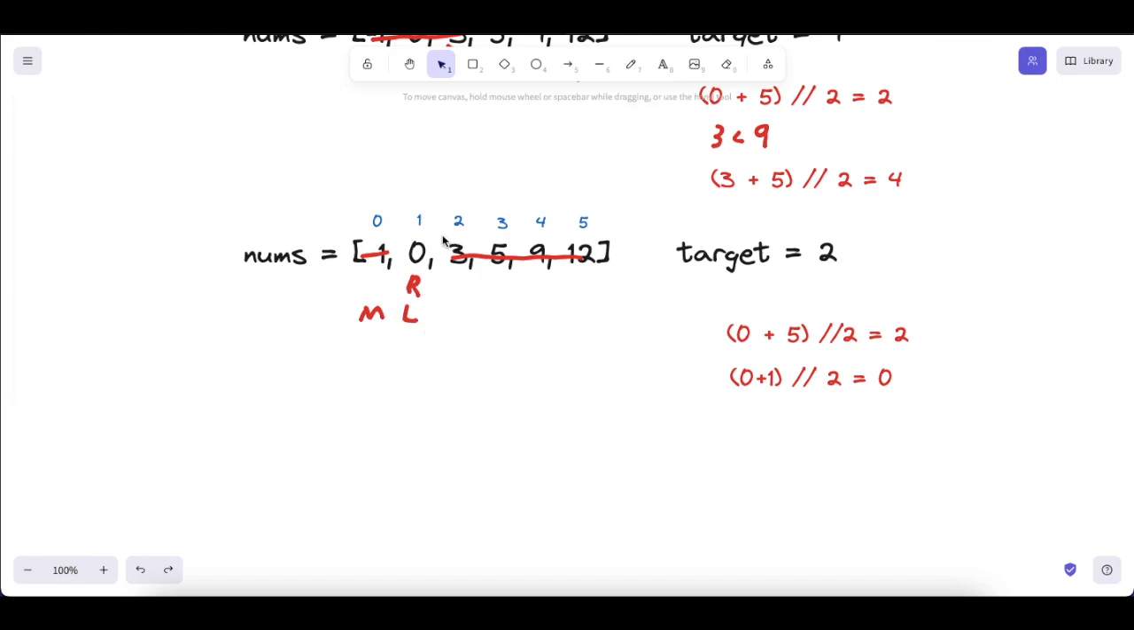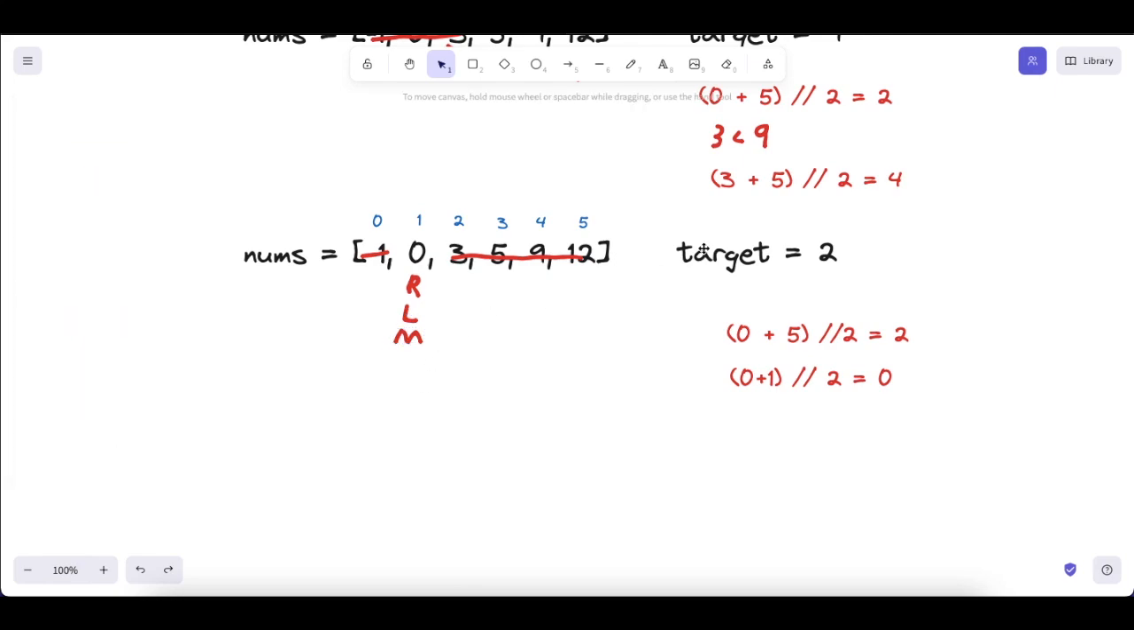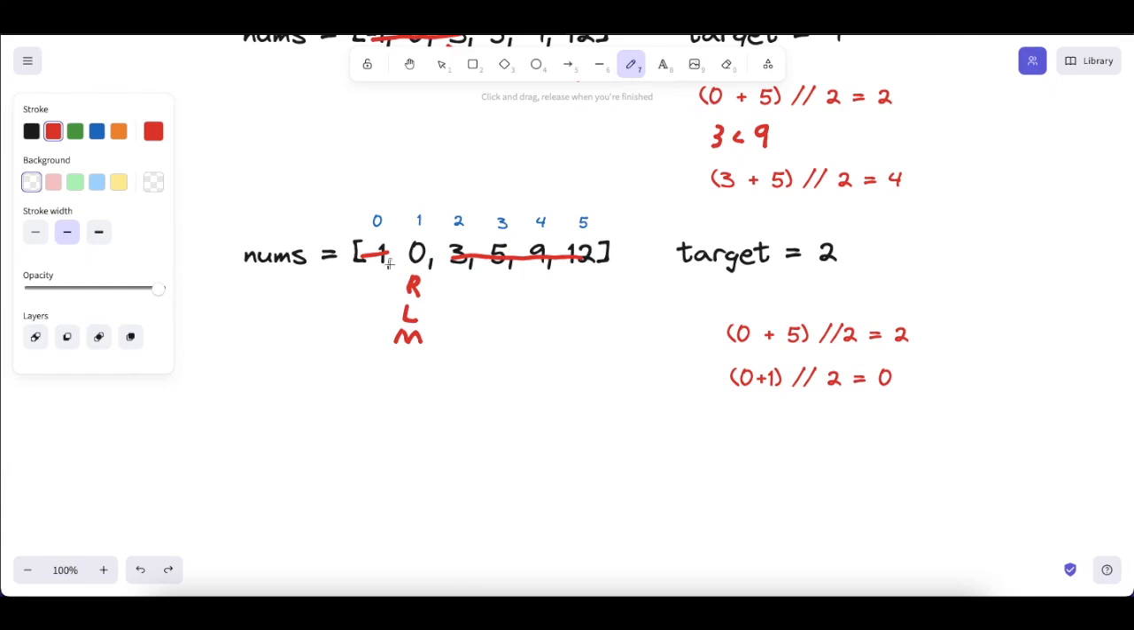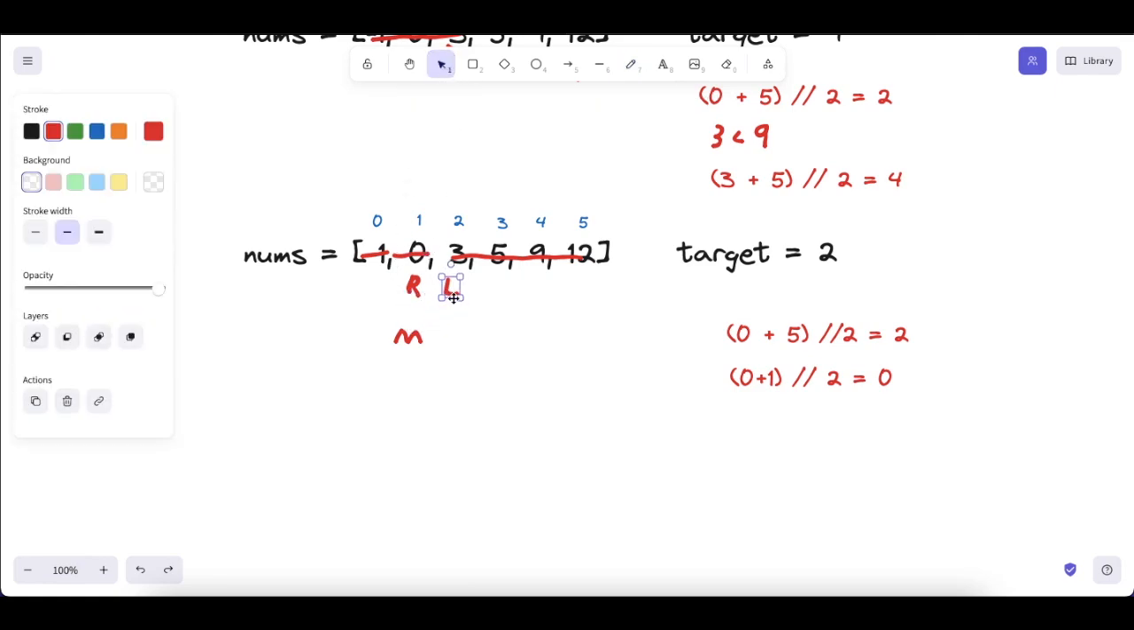Now the left and right pointer are at the same position, so when calculating our midpointer, it would be equal to 1 plus 1 divided by 2, and so it would also be at index 1. We compare our target to whatever we have at the midpointer, which is 0. We see our target is greater than 0, and so we need a greater number. Therefore, we can discard the 0 and everything that comes before it, and therefore we would move our left pointer to be equal to mid plus 1.